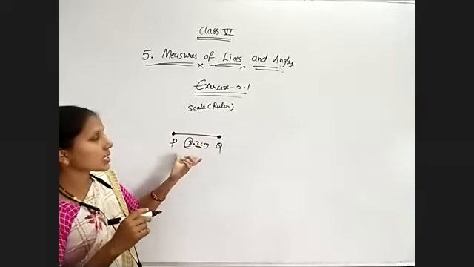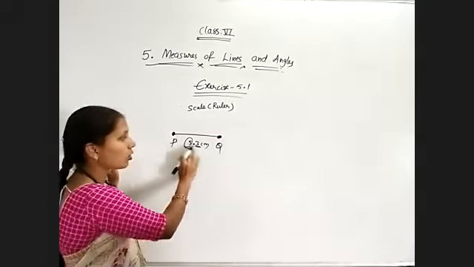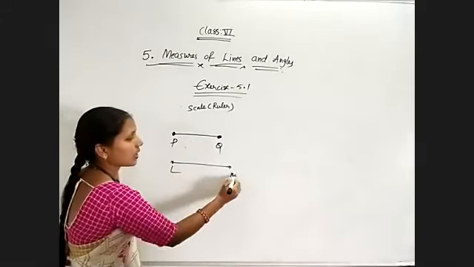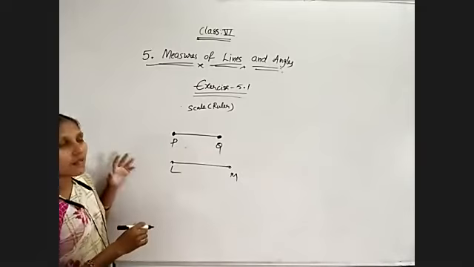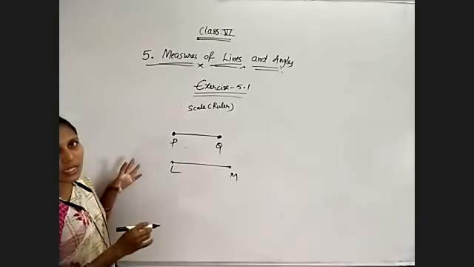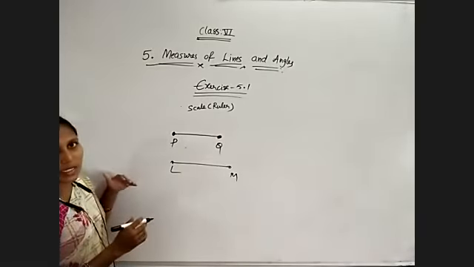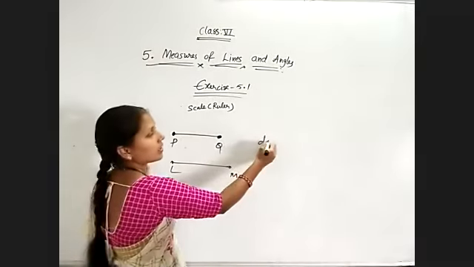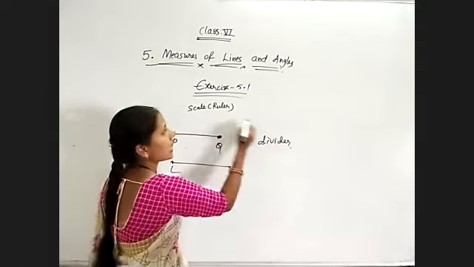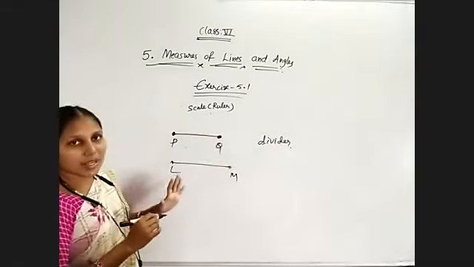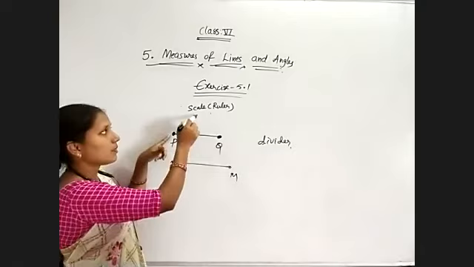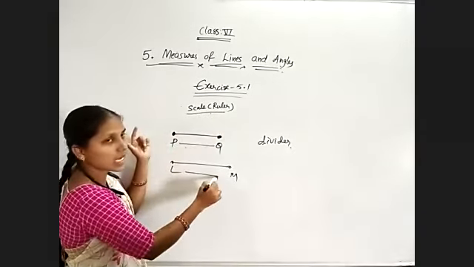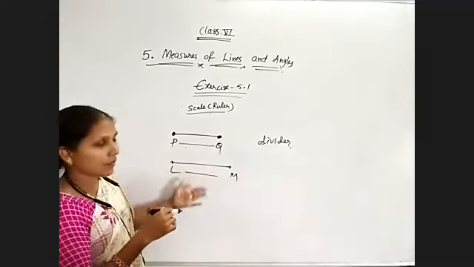PQ is one line segment, and I don't know its length, and I also have another line segment LM. Comparison means deciding which one is greater, which one is lesser, or whether they are equal. For that we have the instrument called a divider. Instead of a scale, it is better to use. Why? Because if we use the scale, we must find the length of PQ as well as LM, and then we have to compare.